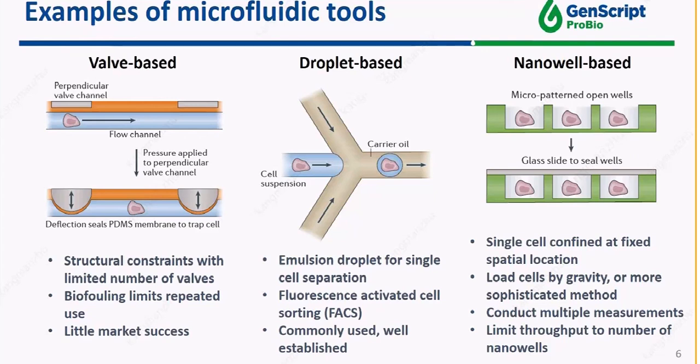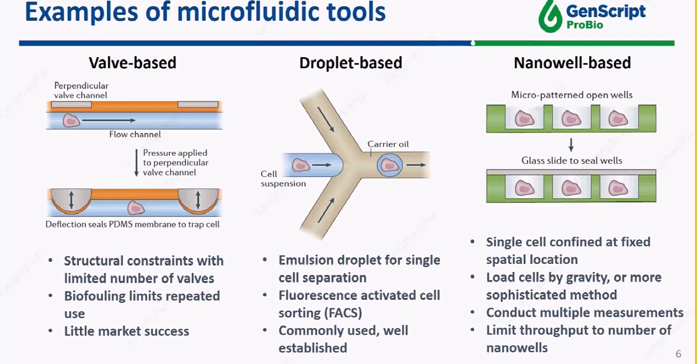So here you can see a few examples of different types of microfluidic tools that are commonly used for single-cell analysis. First is what we call a valve-based tool. Basically, you have a microfluidic system to flow cells into a channel with built-in valves that can be pressed down or opened by pressure and expand perpendicularly to the flow channel and trap a cell in between valves. And obviously, the number of single cells that you can examine is completely dependent on the number of channels or valves that you have built.